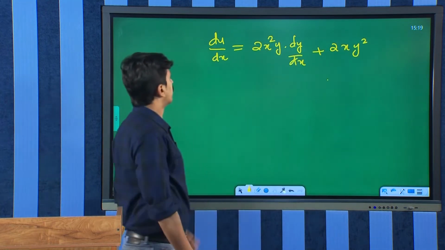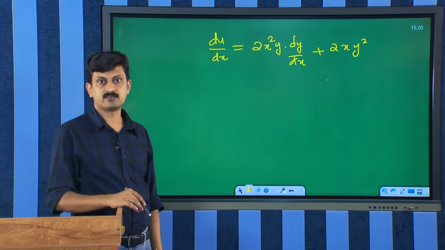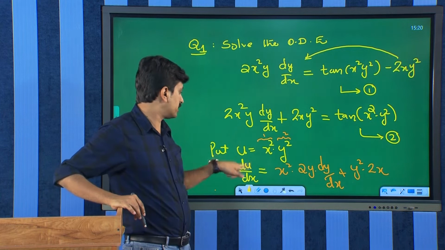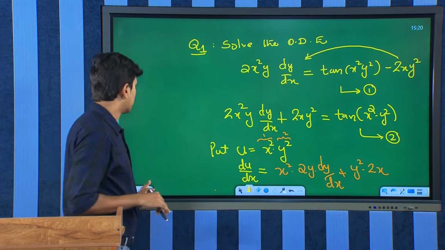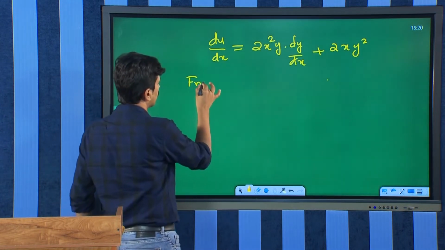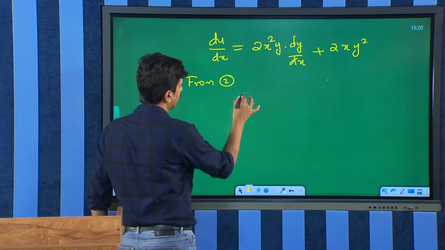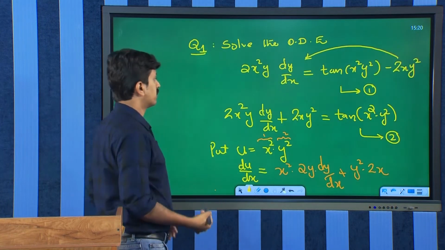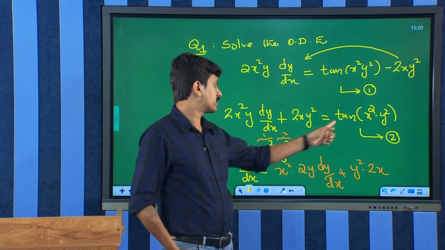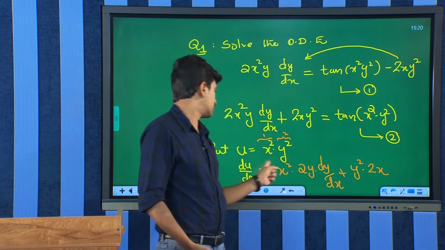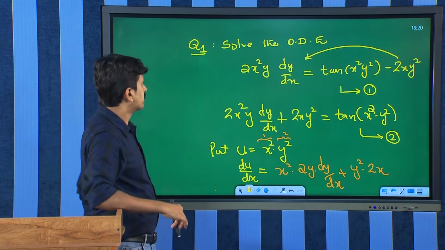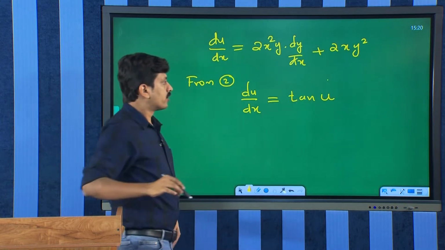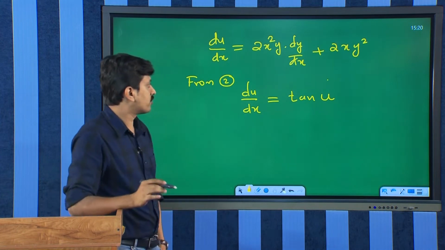Okay, fine. Therefore, du by dx changed like this. Fine. Therefore, instead of this we can write du by dx. Therefore, from 2 we have du divided by dx is equal to, the left side is completely du by dx, therefore tan of x square y square, which is u, tan u. Fine. Du by dx is equal to tan u.